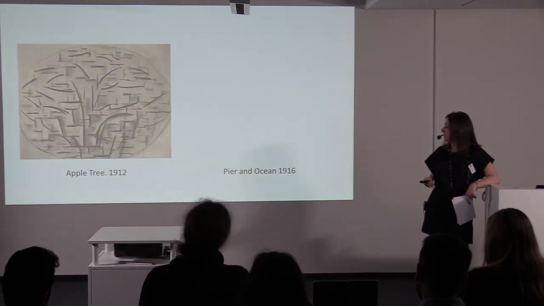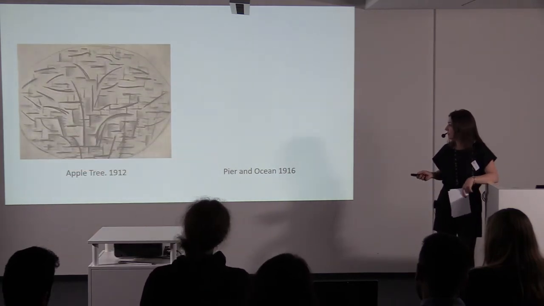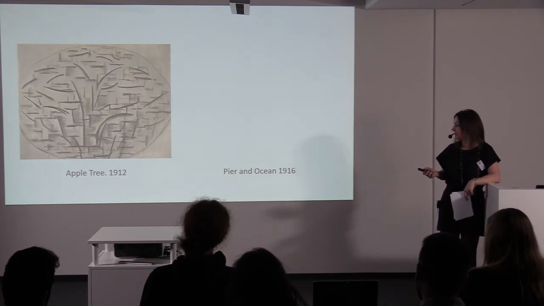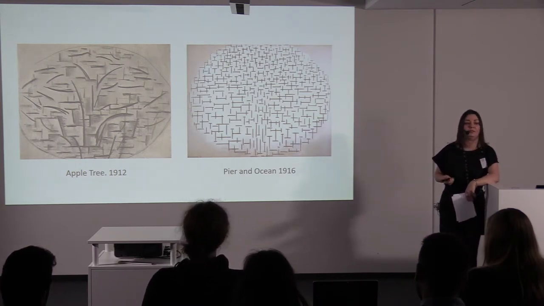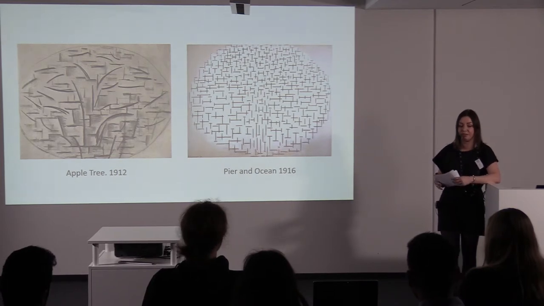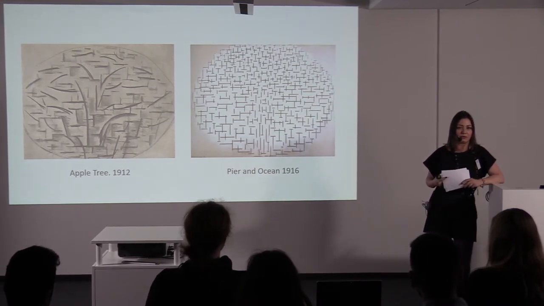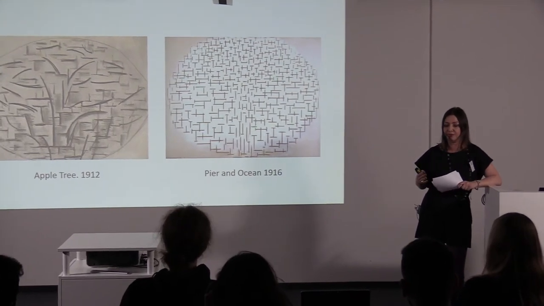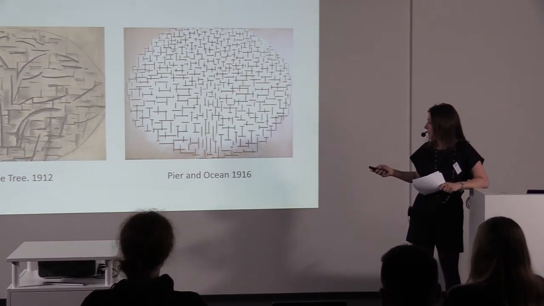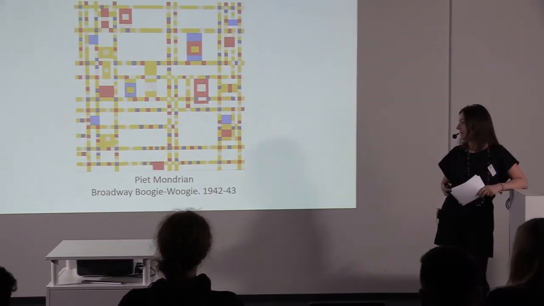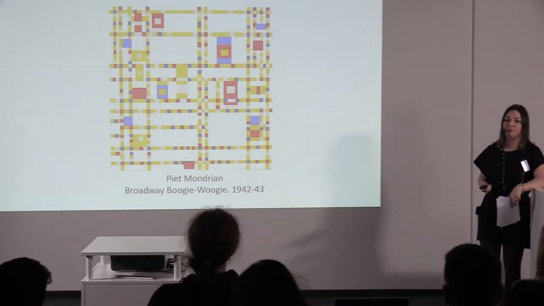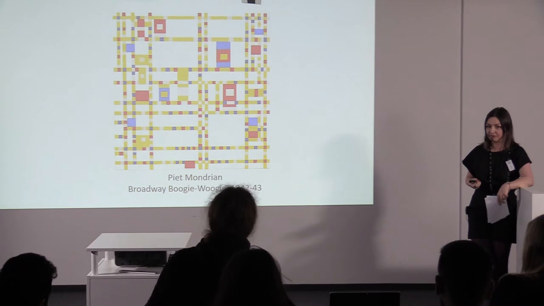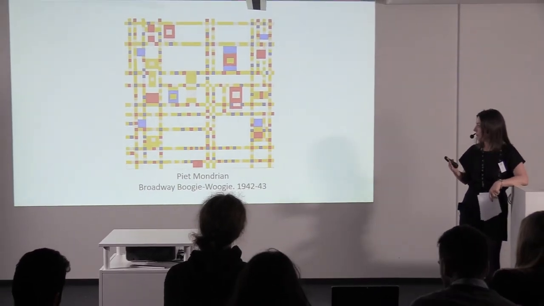Look at this apple tree, which becomes more and more geometrical and brings the painter to the Pier and Ocean of 1916. From this point, we can talk about neoplasticism. Neoplasticism is a special style invented by Piet Mondrian, which was a kind of self-reduction, self-limitation to a very special color palette. What we can see here are the three primary colors, red, yellow, and blue, and the two primary directions, vertical and horizontal, which are the main instruments of neoplasticism.